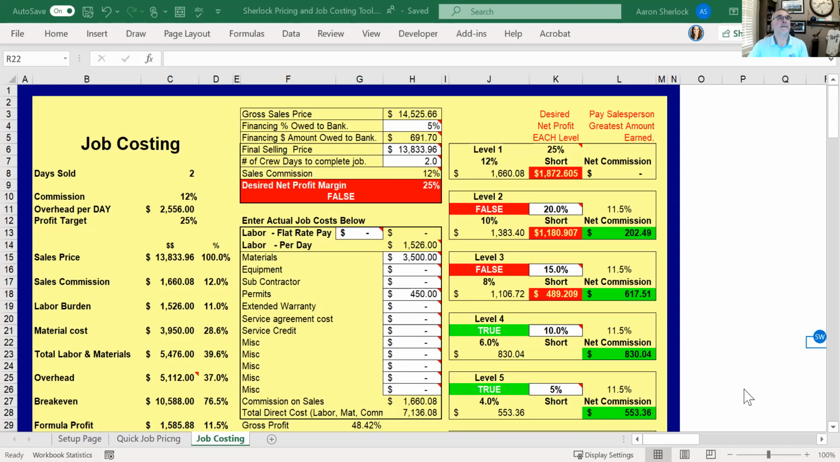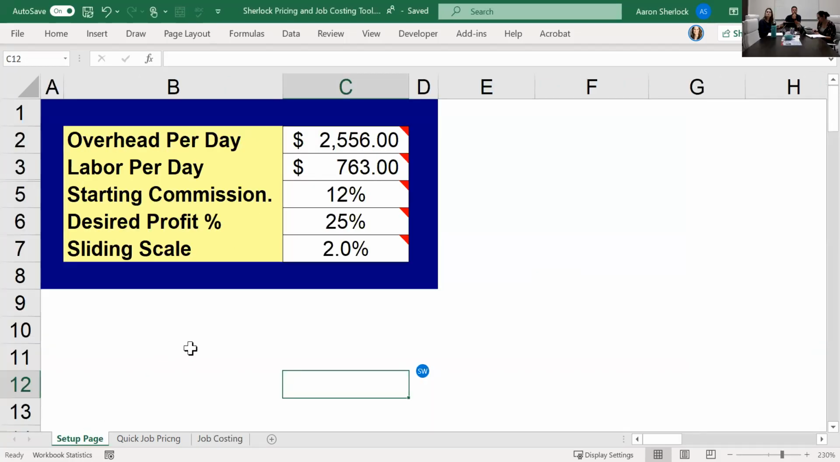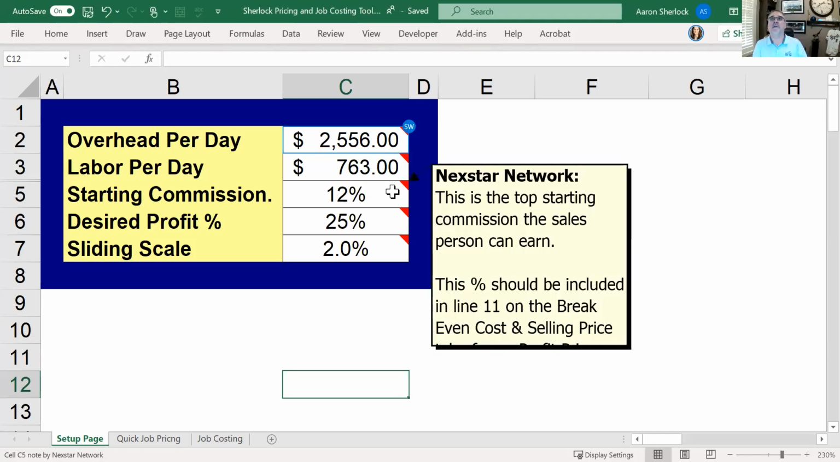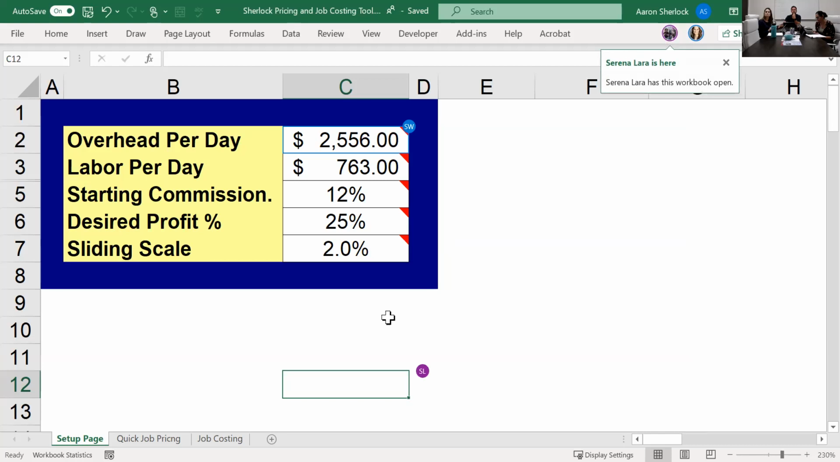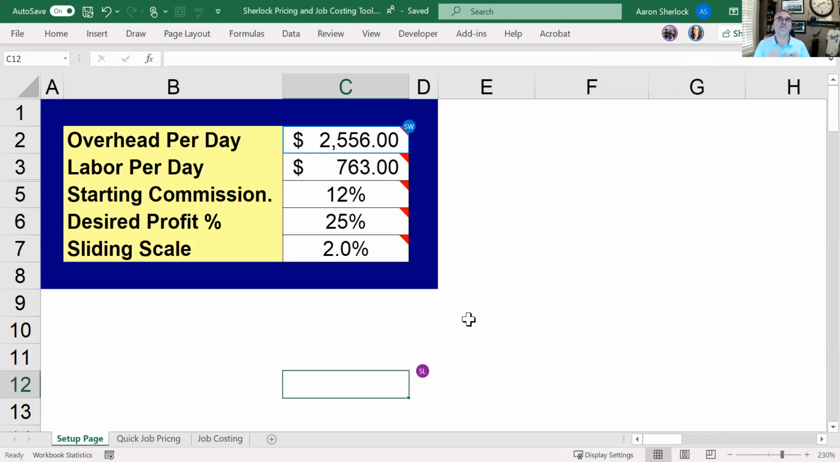Okay, great. So what we want to do first is go ahead and click on your setup page. And then in your profit pricer, do you have a profit pricer filled out? Yep, we've already got those set up. Okay, so your starting commission is 12%, and your desired profit is 25. And you've got a 2% sliding scale. Okay, do you know what those mean?